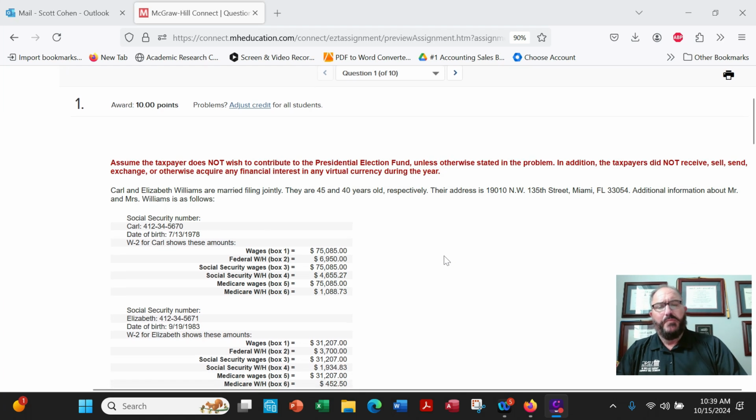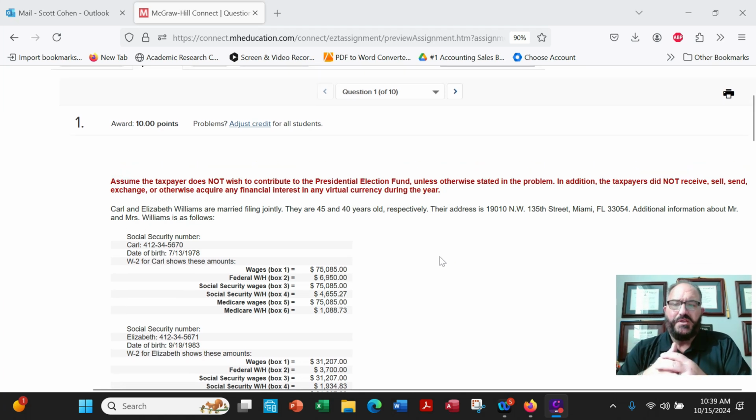So my suggestion, when you go to do one of these problems, the best thing for you to do is obviously print that out and then figure out what everything is. Is it going to be taxable? It's not going to be taxable. What document would it go on? Things like this, okay? So let's take a look.